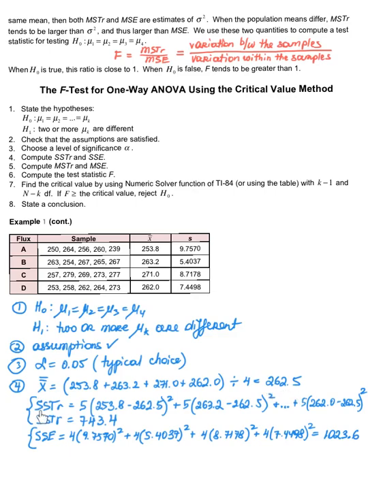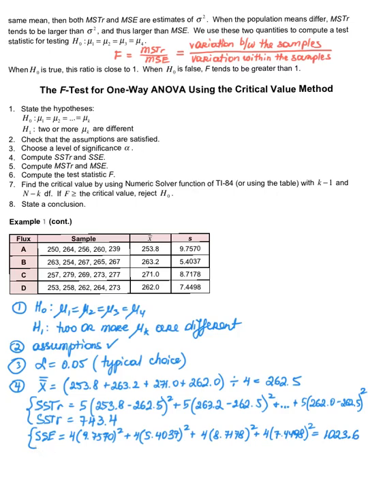Now I will compute the sum of squares for treatment. Following the formula, I multiply the sample size by the squared difference between the sample mean 1 minus the grand mean. I repeat this for every sample, and there are 4 of them, and add these results together, which yields 743.4.